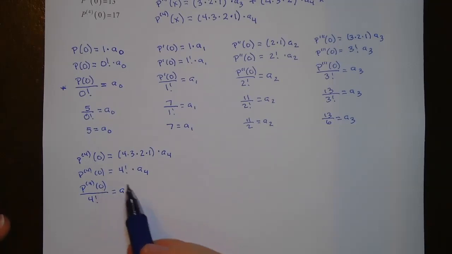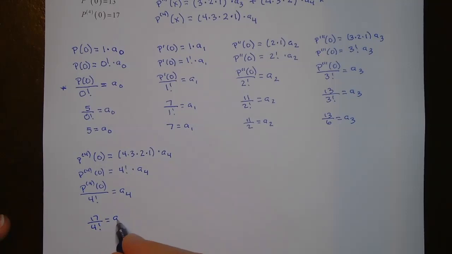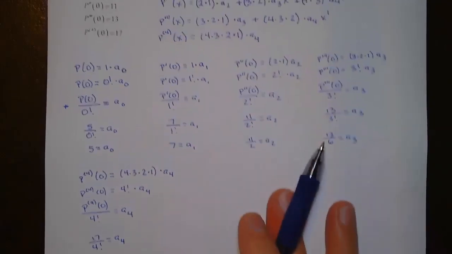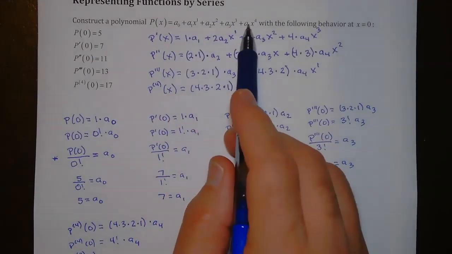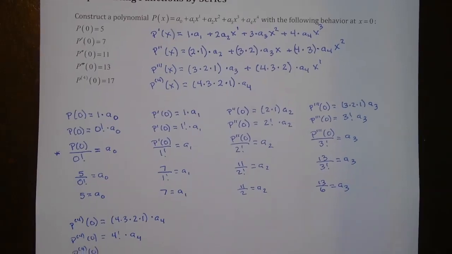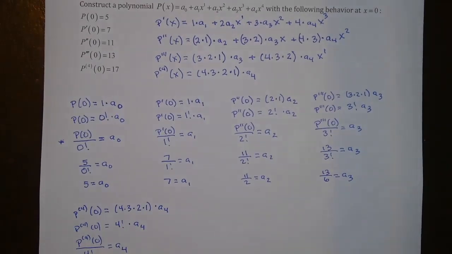And the fourth derivative at 0 is, if you look up here, 17. So this is 17 over 4 factorial. That would be your a sub 4. Actually it's your fifth term, right? Because 1, 2, 3, 4, 5. It'd be the coefficient for the fourth power term. And 4 factorial is 4 times 3, 12, times 2, 24, times 1, 24. So this is 17 over 24, and that would be a sub 4.